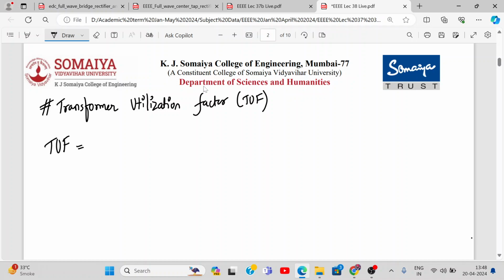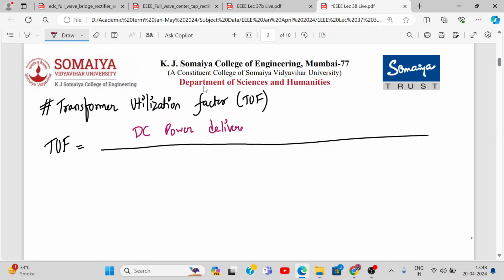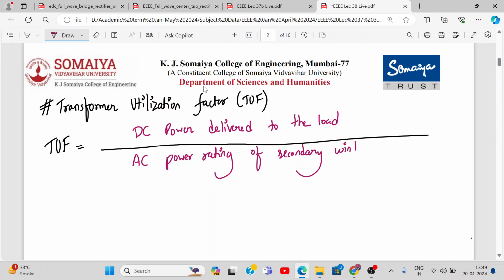TUF is given by the ratio of two quantities. First is DC power delivered to the load, divided by AC power rating of secondary winding. AC power rating of secondary winding of transformer. Okay.